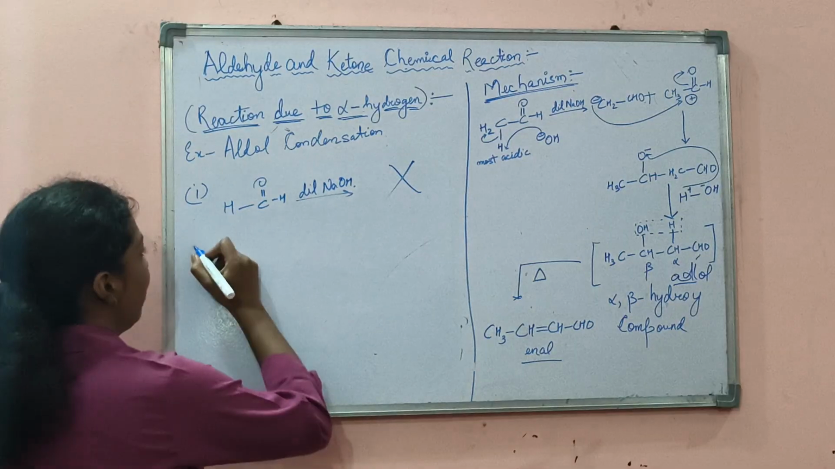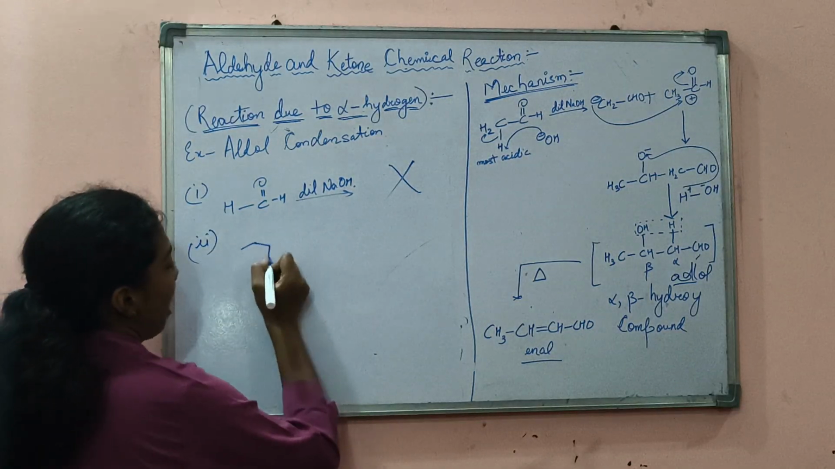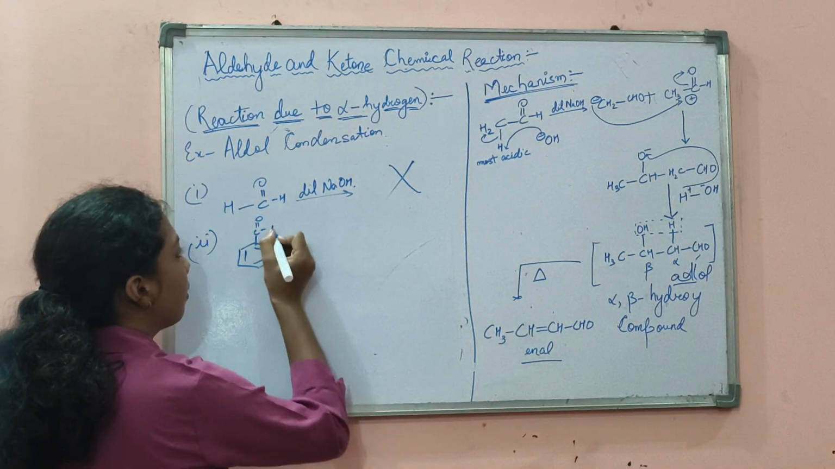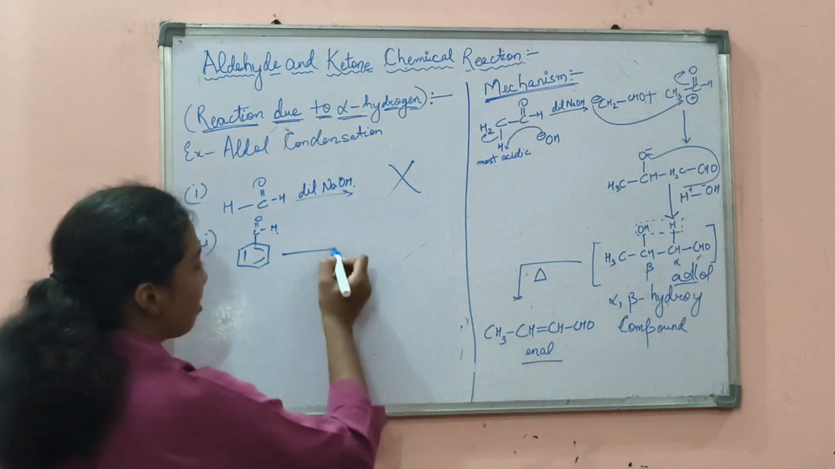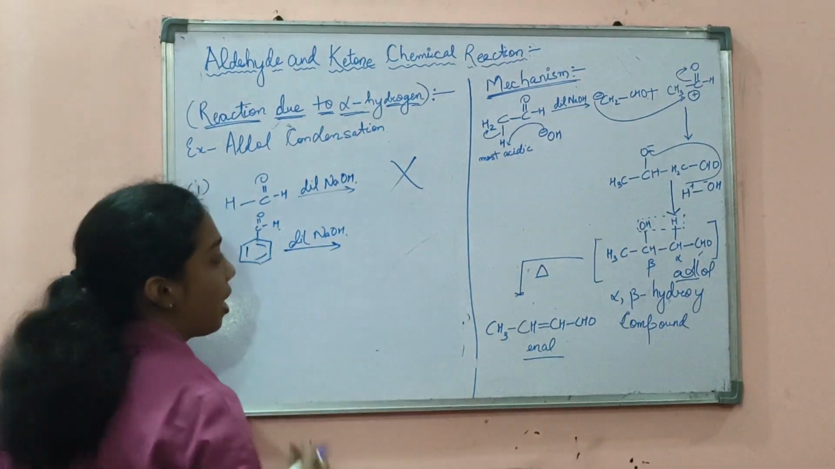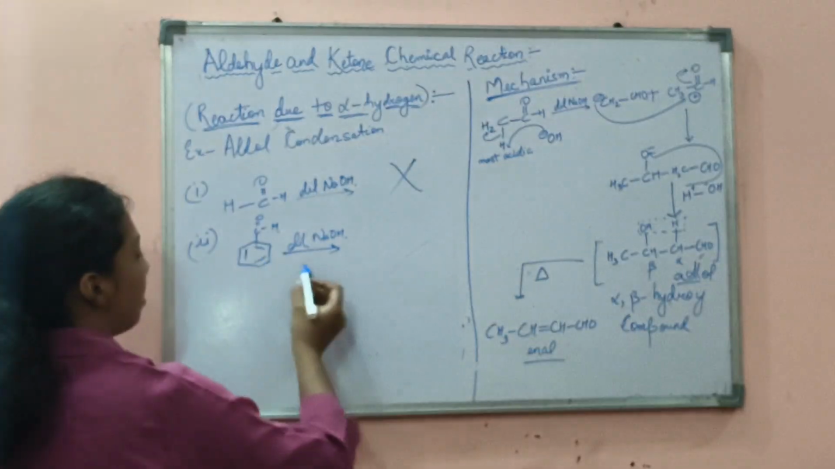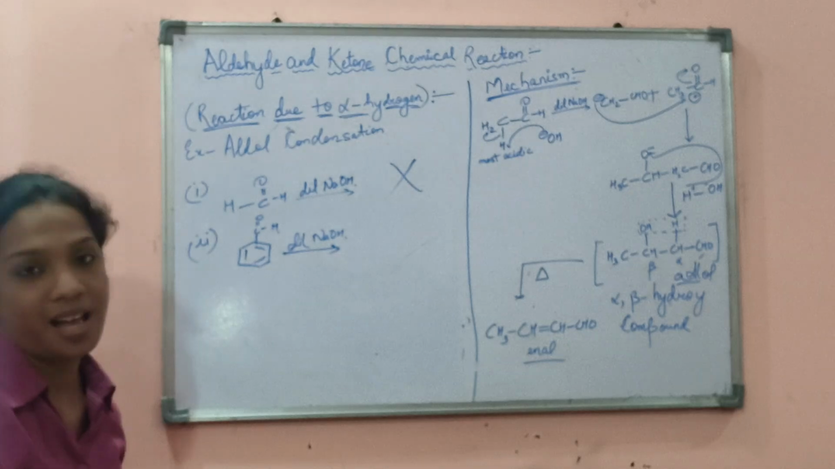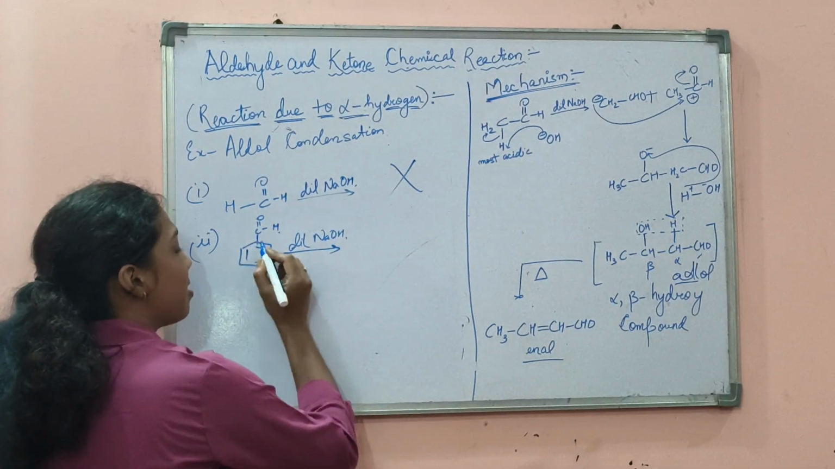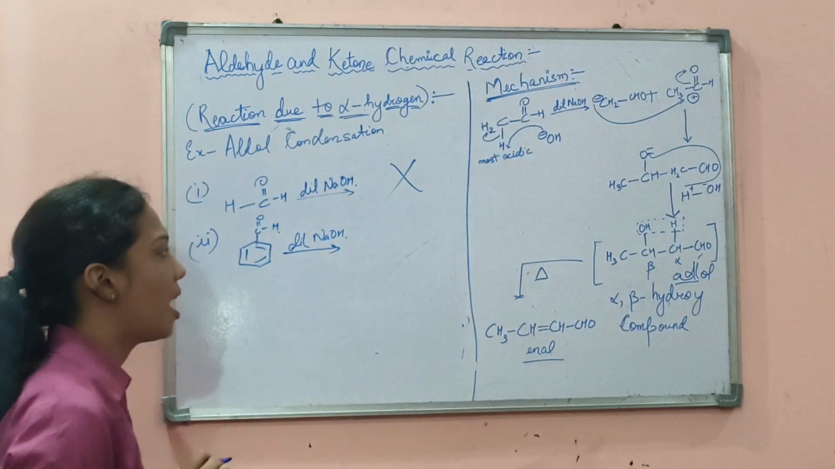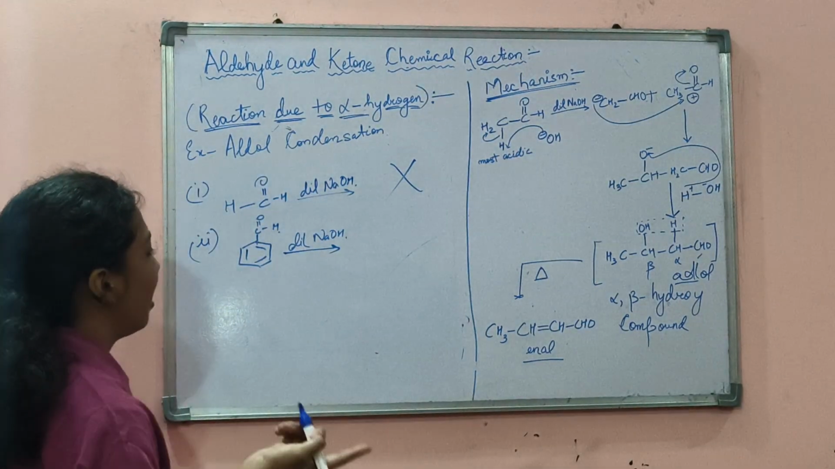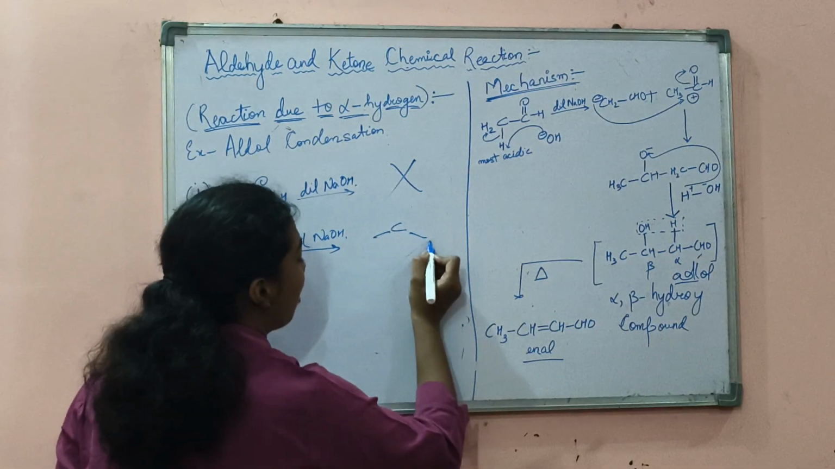Second example we will take is benzaldehyde. Here, when benzaldehyde is treated with dilute sodium hydroxide as a base, does it form any reaction? The answer is no. Why no? One question will arise: it contains a carbon attached to the carbonyl, then why is it not showing the aldol reaction? Because it does not contain the alpha hydrogen.